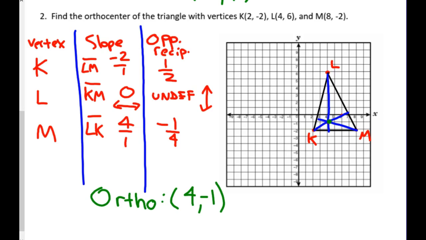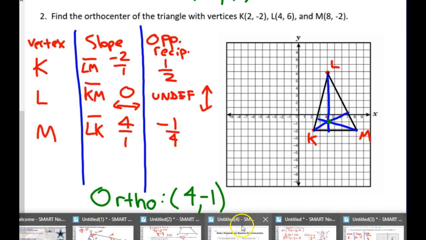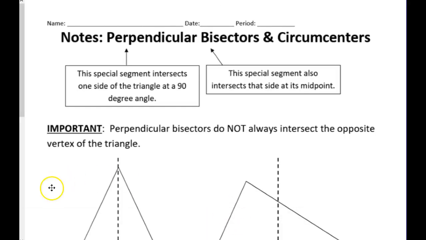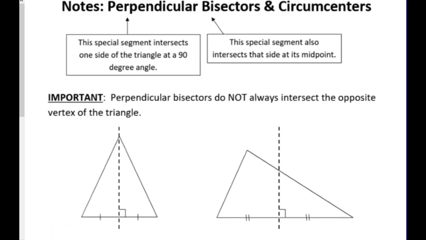All right, y'all understand orthocenters, or at least you have a way of seeing how to do it. All right, next sheet. Let's be really mature here. I know this is kind of difficult for some of us. We're going to talk about perpendicular bisectors and circumcenters. So, y'all know what a perpendicular bisector is? What does a bisector do? Cuts something in half. A perpendicular bisector cuts something in half and makes a perpendicular 90-degree angle.